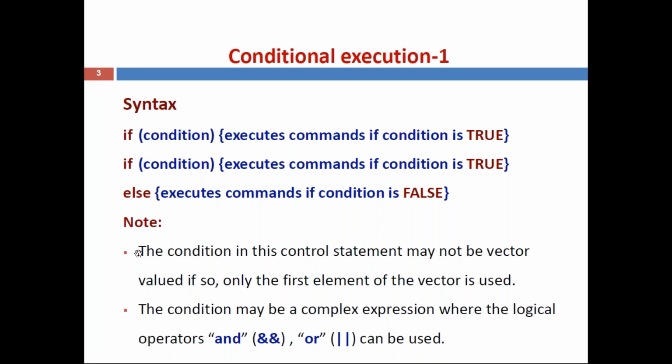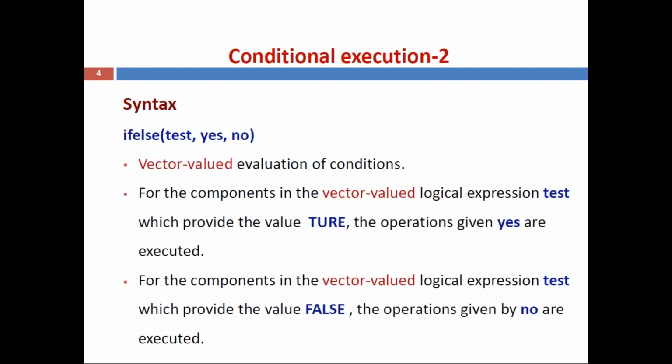Here is one observation we need to remember: the condition in this control statement may not be a vector value. In this case, only the first element of the vector is considered. Then the condition may be a complex expression. In this case, we use the logical operator and with a double ampersand symbol, or the logical or with double or symbols, which we discussed in our previous lecture. Then there is another way of defining this if else condition that we will see here.